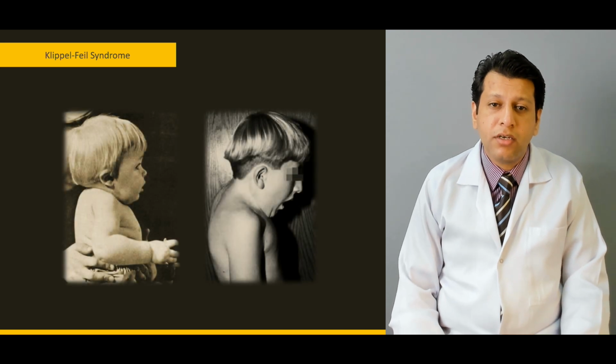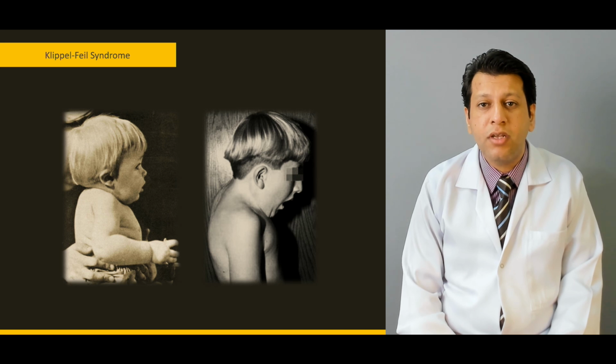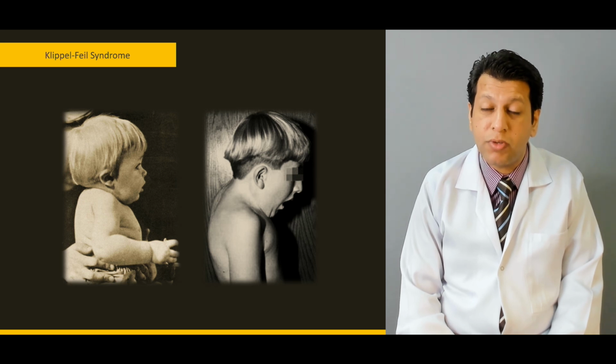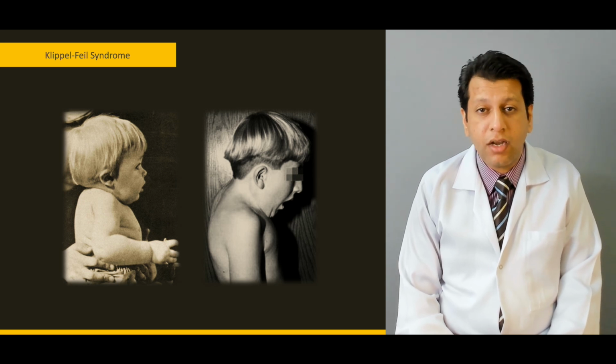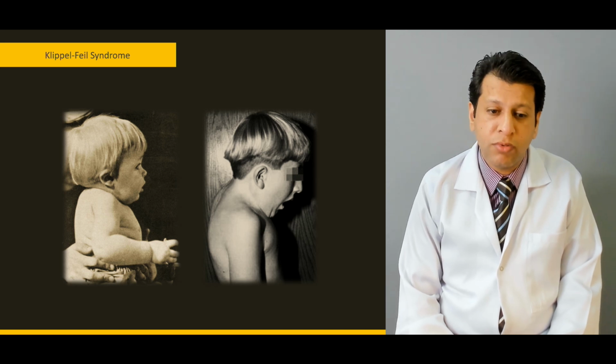There is another term called Klippel-Feil syndrome, which is always associated with neck abnormalities in children. When we are dealing with congenital muscular torticollis, what we need to remember is there are two differentials to congenital muscular torticollis. One is atlantoaxial rotary instability, and the next one is Klippel-Feil syndrome.